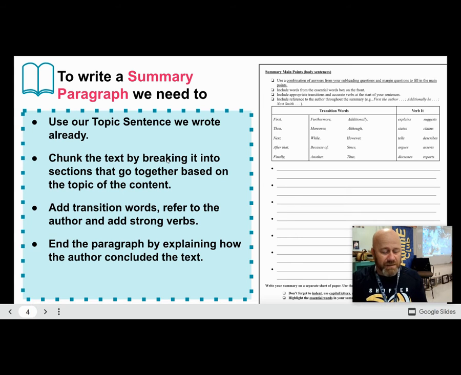No plagiarizing. I've been catching that a lot lately. I'm good at catching it. So if you want to try me out on that, you go for it. No, don't go for it. I will catch you.